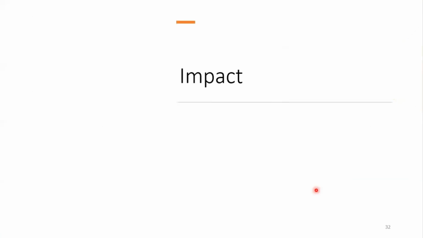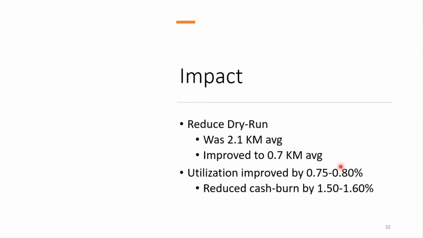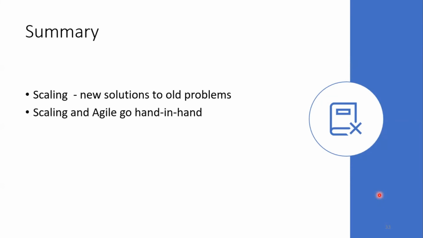What was the impact of this entire feature rollout at the end of rolling it out to the entire customer base? Improved by a lot, went from 2.1 kilometers to 0.7, and that was because the drop radius was kept very strict. We loosened it up a bit and it increased to 1.2 or 1.1 kilometers. The utilization of drivers improved by 0.75 to 0.8%, which in effect, as a 2x multiplier, reduced cash burn by 1.5 to 1.6%, right?